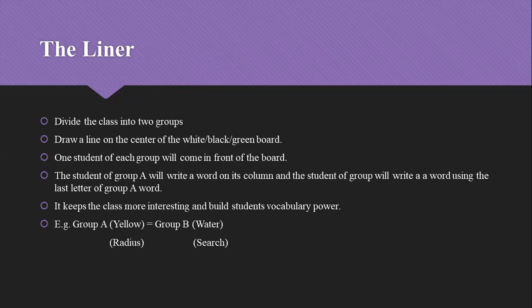Draw the line on the center of the board. One student of each group will come in front of the board. The student of group A will write a word on this column, and a student of group B will write a word using the last letter of group A's word. It keeps the class more interesting and builds students' vocabulary power.